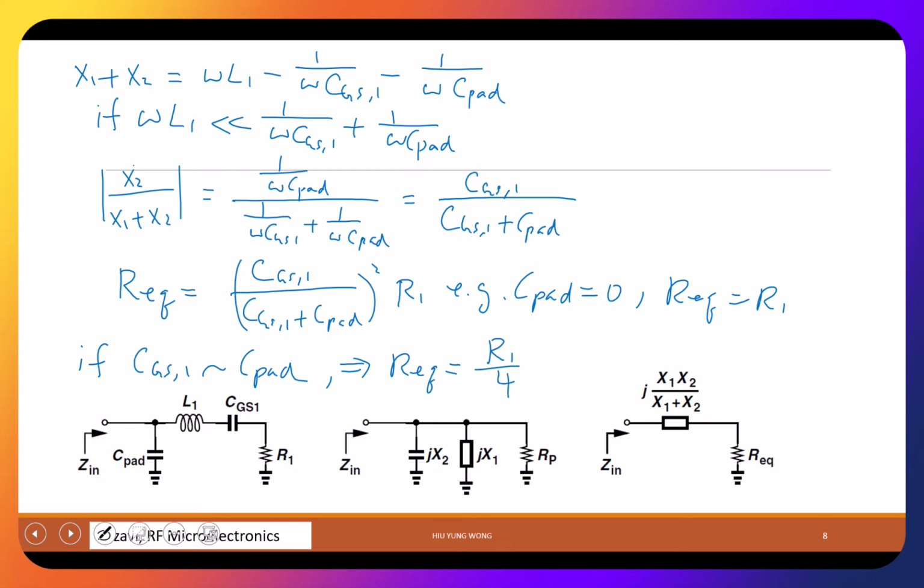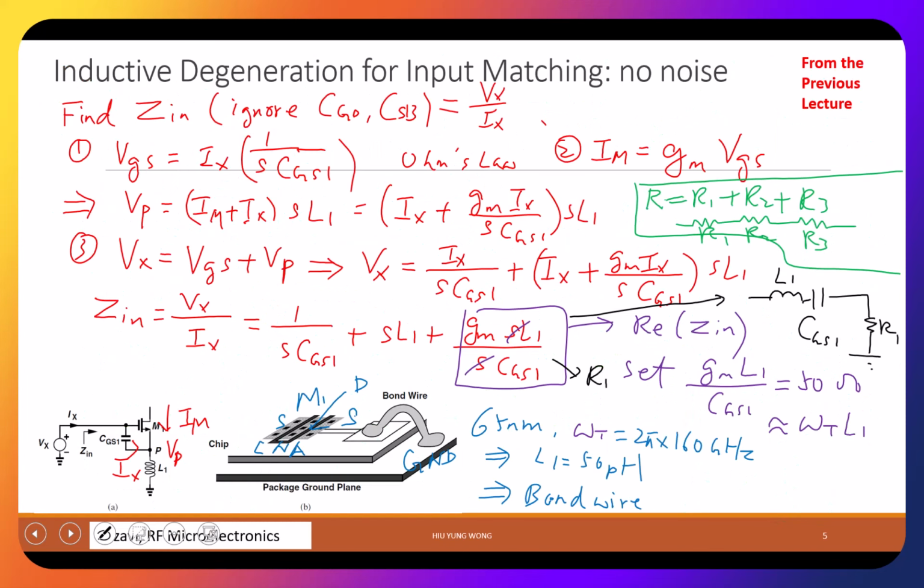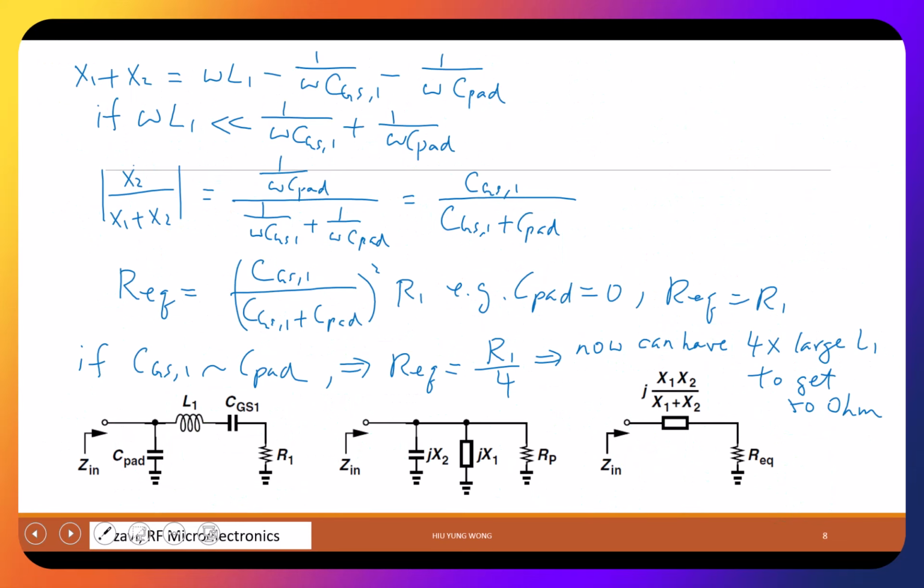So this is actually good news because now we can have 4x larger L1 to get 50 ohm. Because R1 is proportional to L1. In order to get 50 ohm, here I need 50 picohenry. But now it's not the R1 that determines the real part. It's R1 divided by 4 that determines the real part. So I can make R1 200, then the equivalent will be 50. Make sense? So that helped me to do the impedance matching.